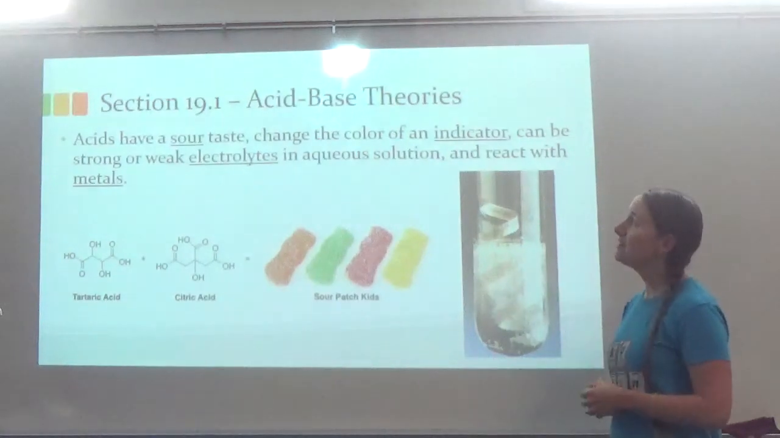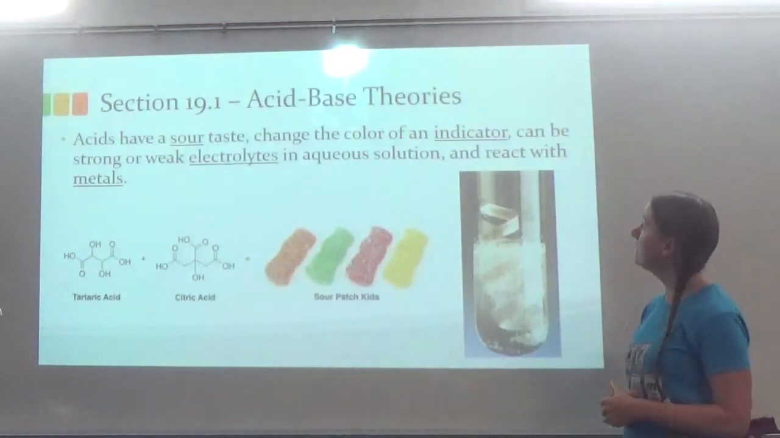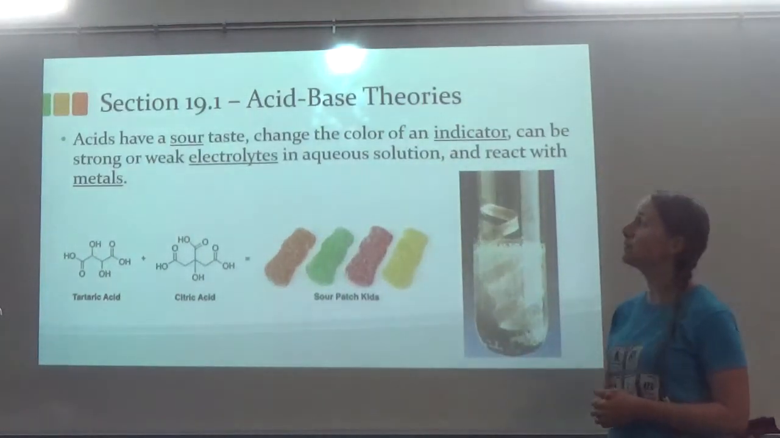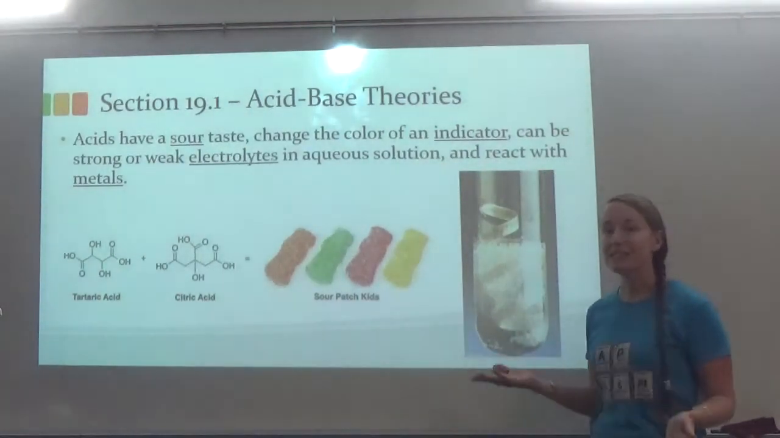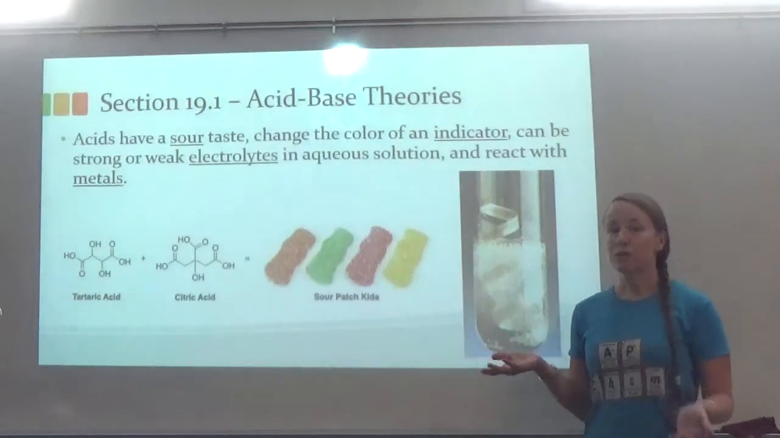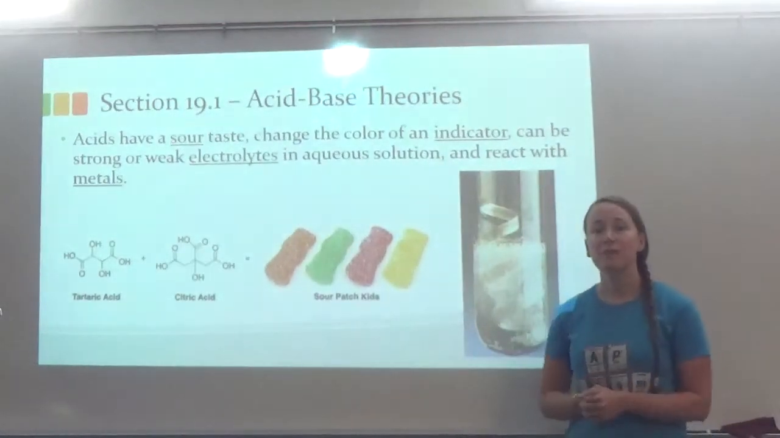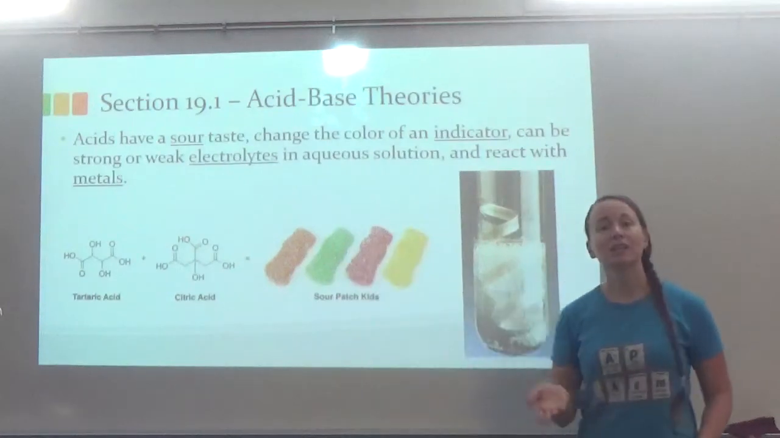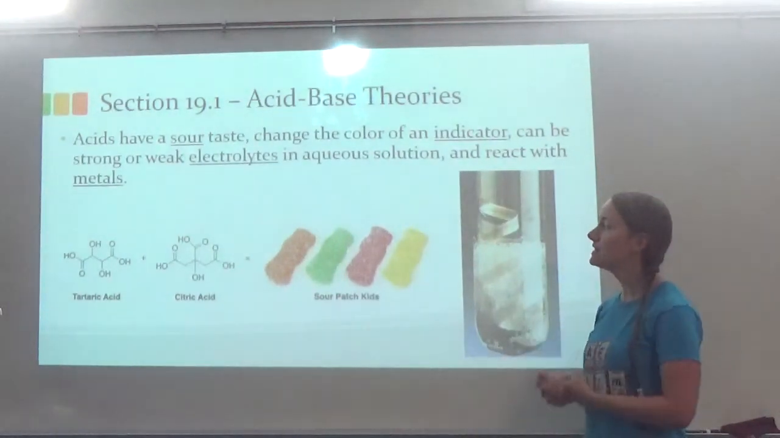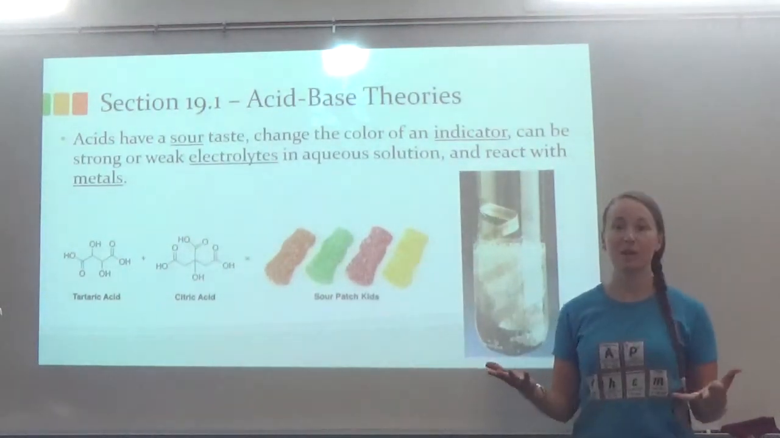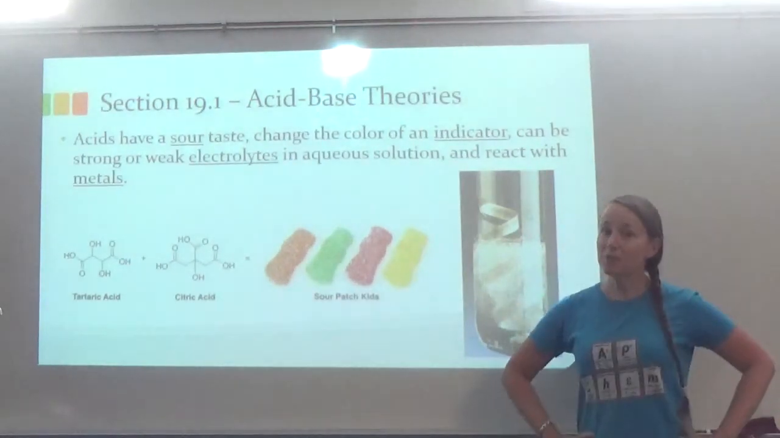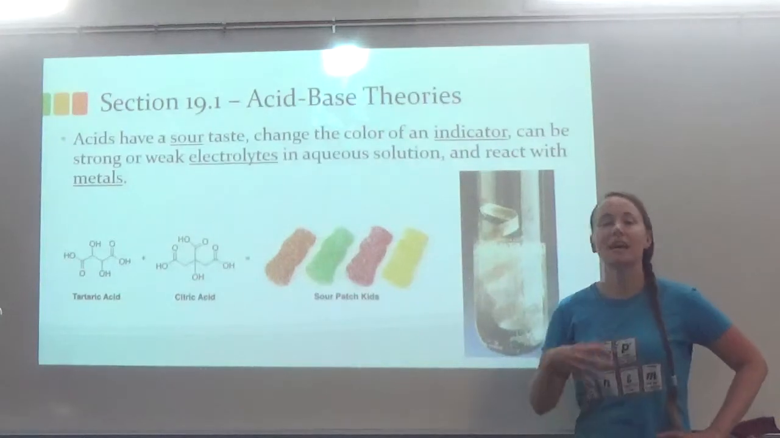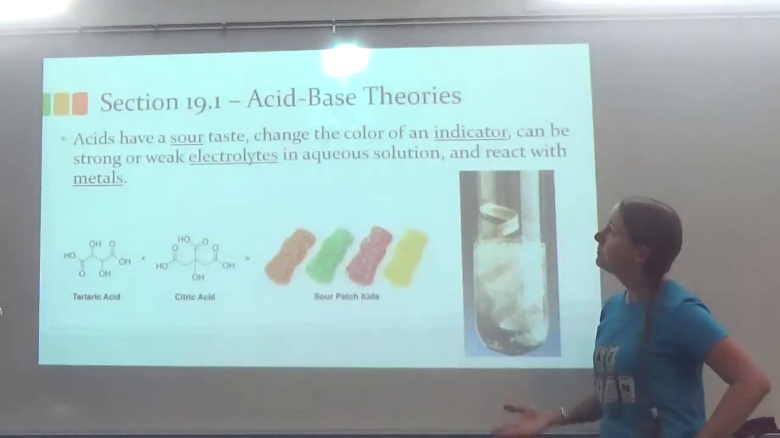So acids have a sour taste, change the color of an indicator, can be strong or weak electrolytes in aqueous solutions, and react with metals. Lemons and a lot of other fruits have citric acid. That's what makes them taste sour. Sour Patch Kids, same thing. If you look at the ingredients, a lot of times they have citric acid in them, and that gives them the sour taste. A gross example of sour tasting acid is when you throw up, the reason it tastes sour is the hydrochloric acid in your stomach.